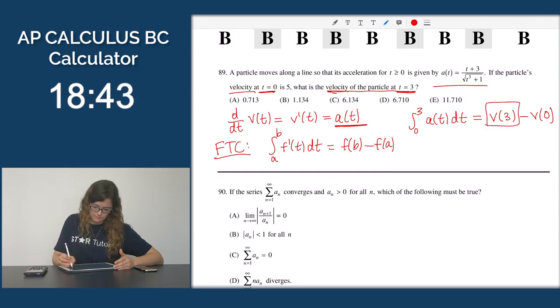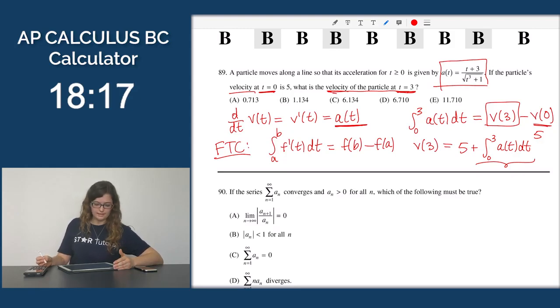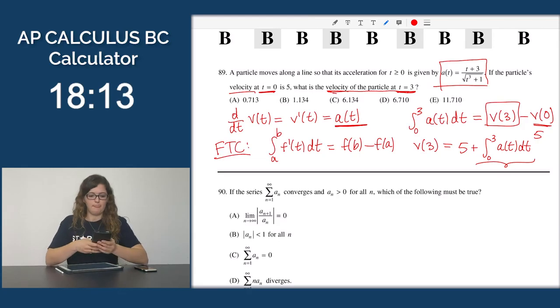And they tell me that v of 0 is 5. So now I know that v of 3, if I just add that 5 to the other side, is equal to 5 plus the integral from 0 to 3 of a of t dt. So what I'm going to do is plug the expression for a of t into my calculator and find the integral from 0 to 3 of that, which will give me some number. I'll add it to 5. That should be the answer. So let's do that.